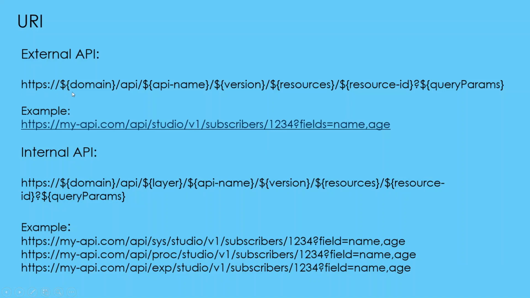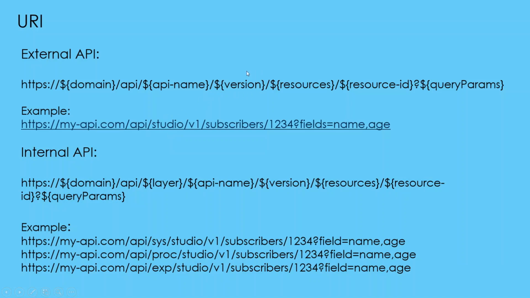So the protocol, then there is a domain. So the domain is the domain of the enterprise. Like in my case, I have given my-api.com. So this could be anything. It could be replaced by the domain of your enterprise. Then by default it's API, then API-name. So this typically represents a business or utility service and should be short but a descriptive name. For example, in this case I have set it to be studio.